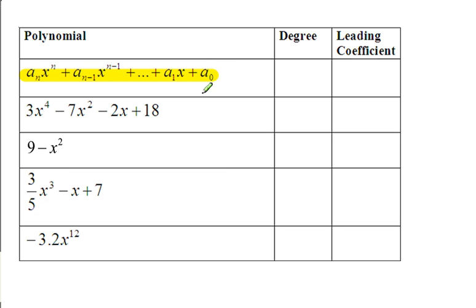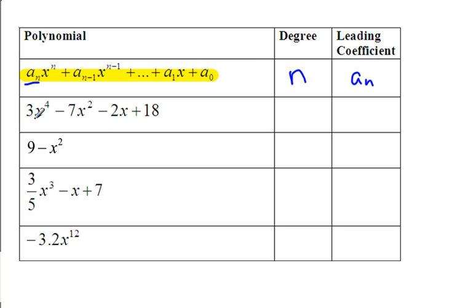What's important to notice in this general form is that the highest power is n, and you should notice that the powers are going down as we go across. And that highest power is known as the degree because it determines how fast my polynomial is going to grow. Another term we have is the leading coefficient, and that is simply the coefficient of the term with the highest power. So in this case, it's a sub n.